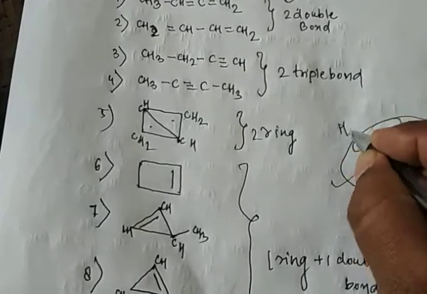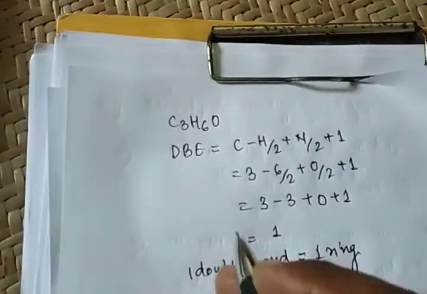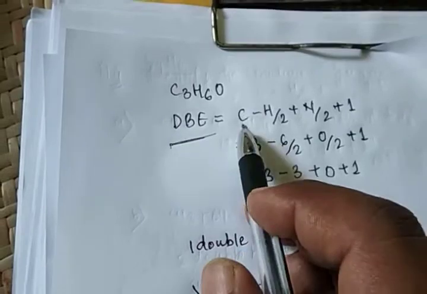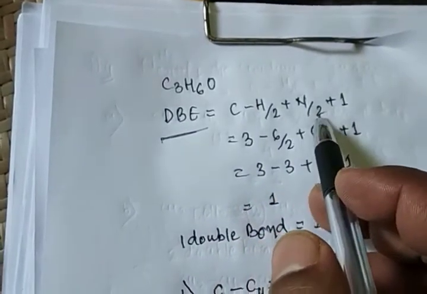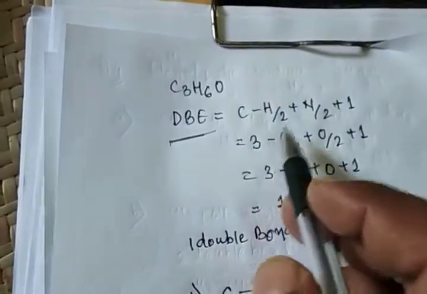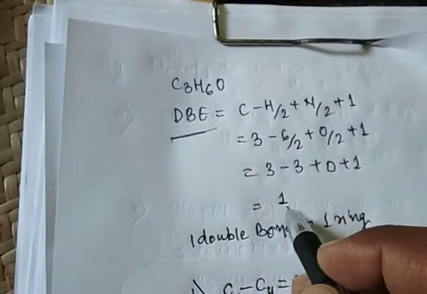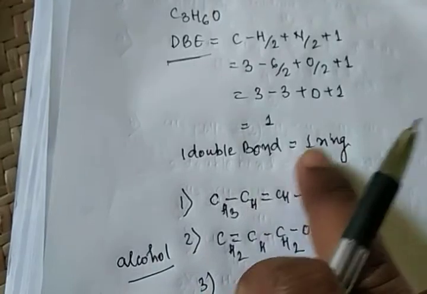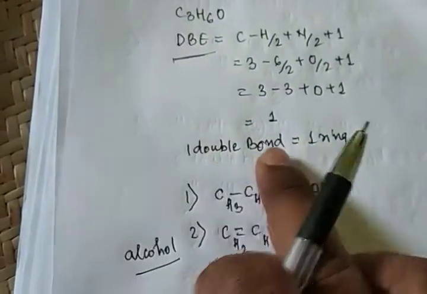Okay, now the next is what? There is a structure, a formula of C3H6O. So just find out DBE. So C minus H by 2 plus N by 2 plus 1. Carbon is 3, hydrogen is 6. Just solve and the answer is 1. So 1 means 1 double bond, or 1 ring. Clear? So 1 double bond means 1 ring.